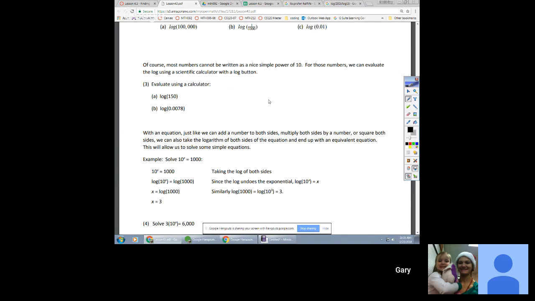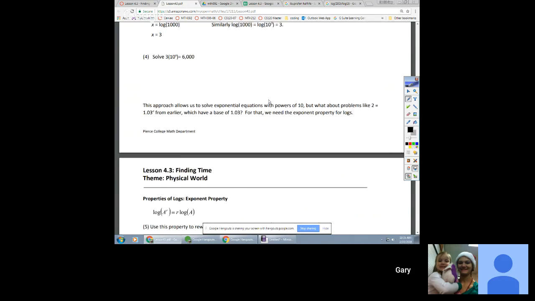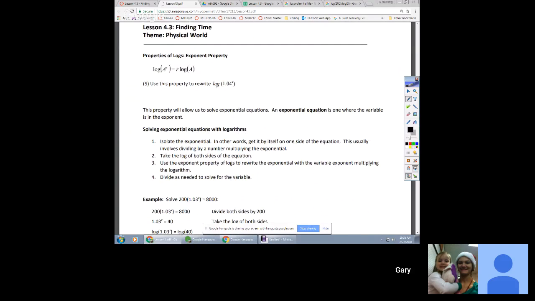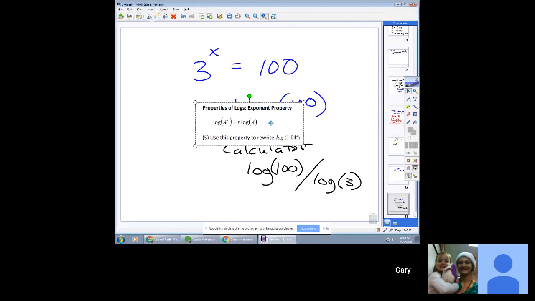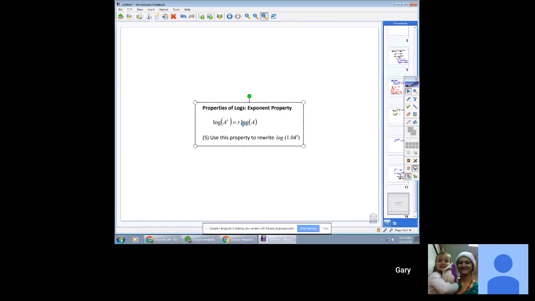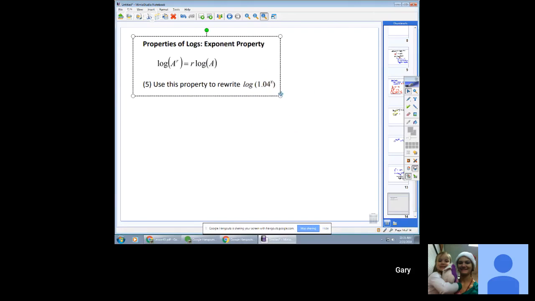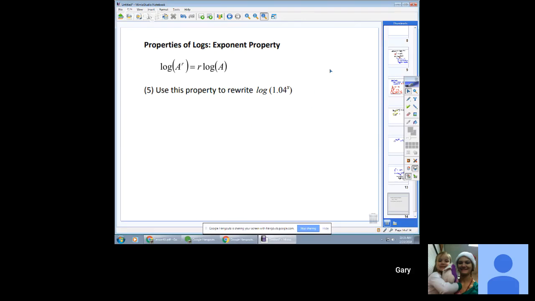Question on 5. Okay. So they want us to rewrite. Okay, so I didn't go over that rule, but it's right here above. Actually, this is an important property. I shouldn't have skipped that. So the property here says that if you have a power inside the logarithm, that power can pop up as a multiple. Okay. So I'll give you a couple of examples of that.